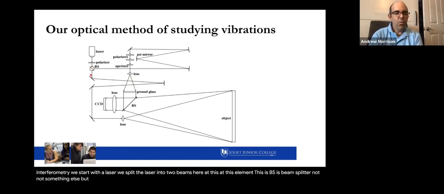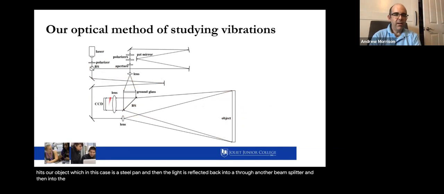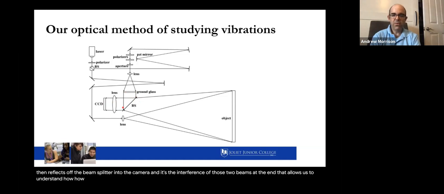But the one beam goes through and then bounces off some mirrors and is spread out by a lens and hits our object, which in this case is a steel pan. And then the light is reflected back through another beam splitter and then into the camera. The other beam bounces off some mirrors and is then directed onto a piece of ground glass and then reflects off the beam splitter into the camera. And it's the interference of those 2 beams at the end that allows us to understand how this object moves.